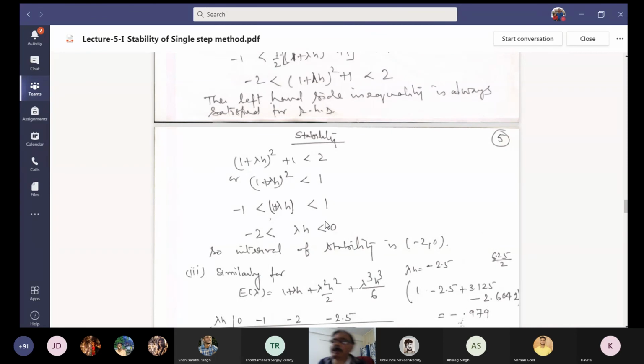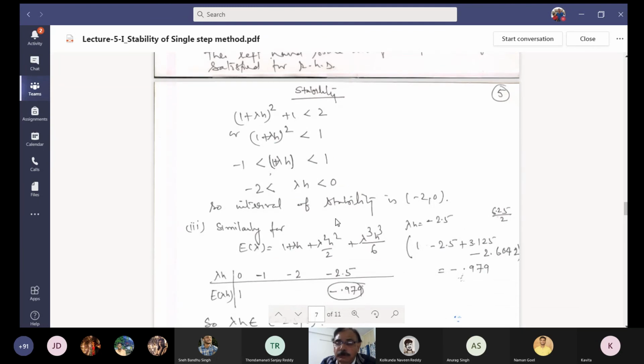Now, up to second order, there is no trouble. But if E(λh) is third order, fourth order, fifth order, then it is not possible to use this simple tenth standard technique. It is very difficult to solve a cubic equation or a 4th degree or 5th degree equation, right?